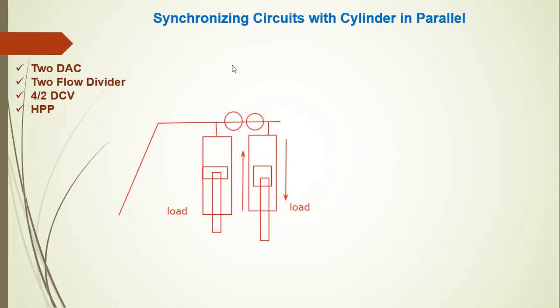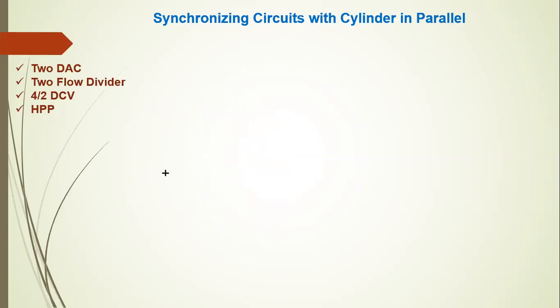The flow goes from the hydraulic pump to the flow divider, and the flow divider gives the hydraulic oil to the cylinders. Then we can say there is a synchronizing circuit connected in parallel, and it gives equal flow inside the cylinders. Both cylinders are actuated with the same load and the same distance moved by the piston. That is called a synchronizing circuit with cylinders in parallel.